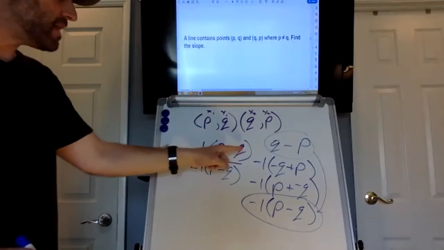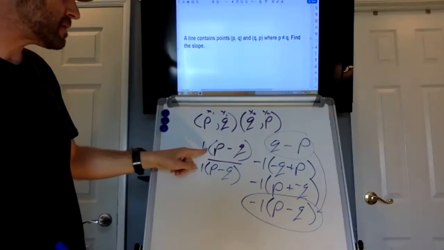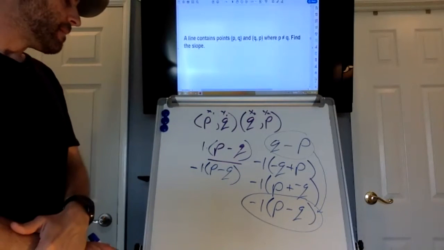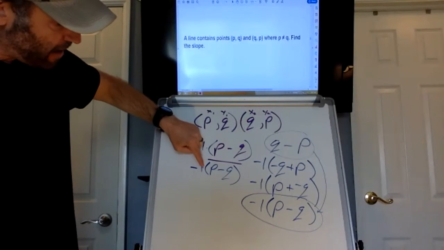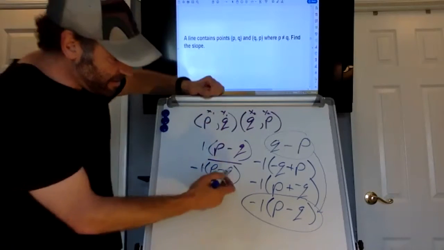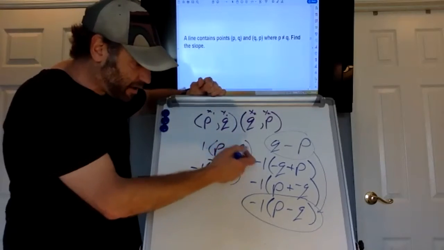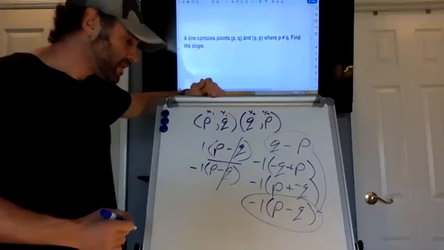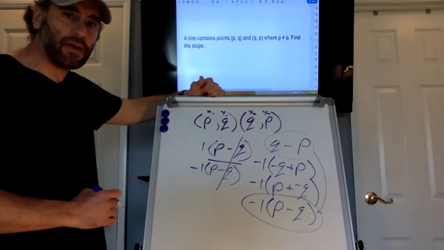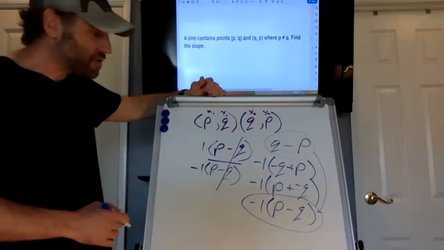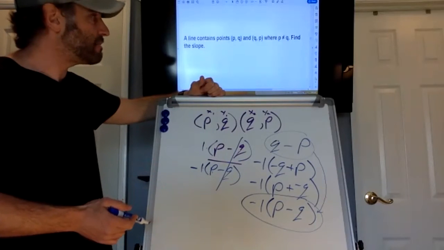You said that p minus q is the same as 1 times p minus q, right? Yes. Now I have a product of two things, and this thing is the same as this thing. So they cancel, leaving you 1 divided by -1, no matter what P and Q are, as long as P is not equal to Q. Why did we need to say that?